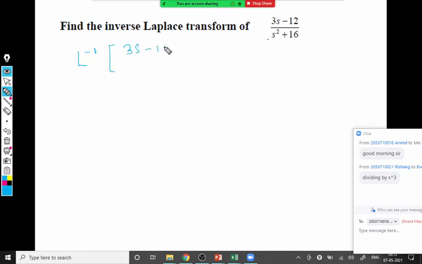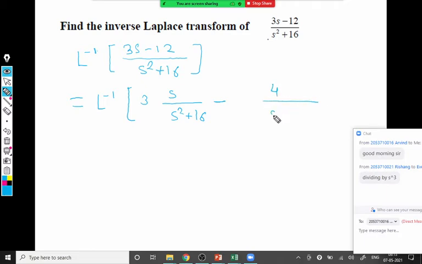Yes, sir. 3s minus 12 divided by s square plus 16 is given. So what we have to do is, this is L inverse of 3, a constant, times s upon s square plus 16, and that is one of the standard functions, minus 12. Now there is no s, so we have to adjust a constant a upon s square plus a square form. So as this is there, we require here 4 upon s square plus 16, so this is again 3.